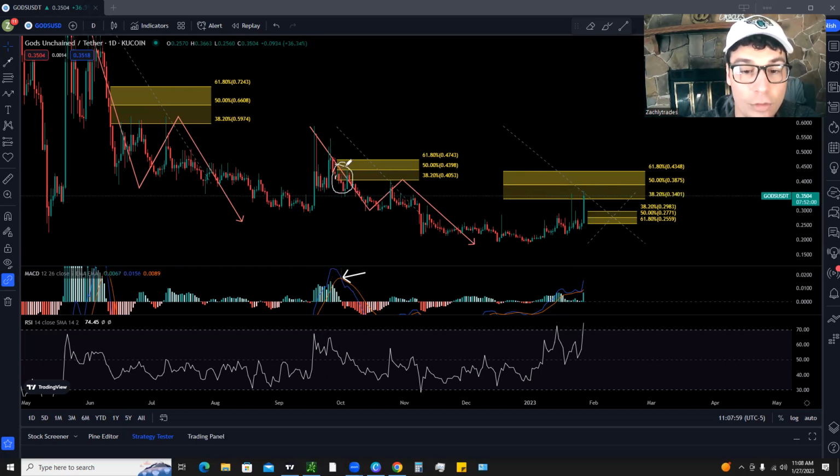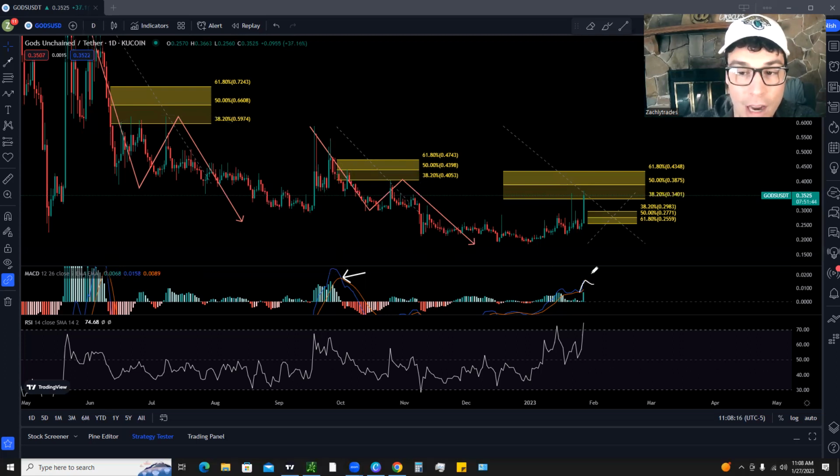We got our exit signal right over here, and then what did we get? Big move to the downside. Over here as well, we got a MACD crossover to the downside right over here. And then what do we get? Big move to the downside. So it is something to be aware of and be cautious of, right?